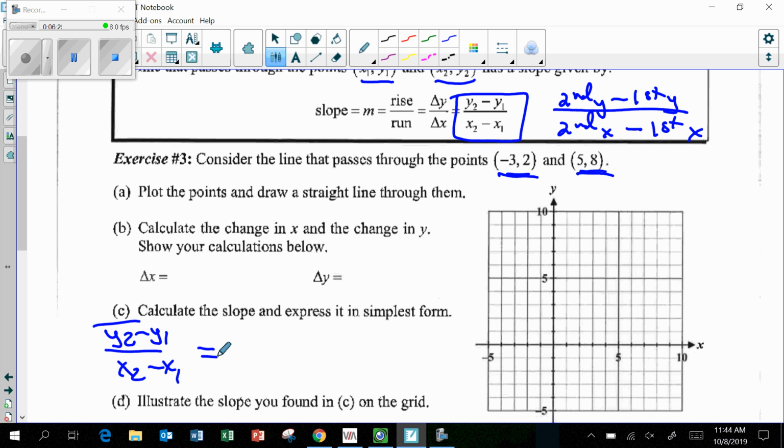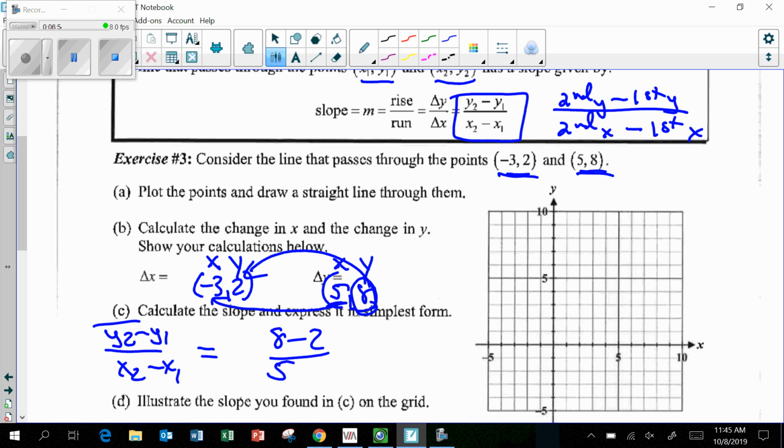All right, so I'm going to rewrite these points down here so they're a little bit closer. (-3, 2) and (5, 8). All right, and one good habit to get into is labeling your x's and your y's. Okay, so we're going to do the second y minus the first y. 8 minus 2. And then we're going to do the second x minus the first x. 5 minus -3. And you would have to include the minus negative.